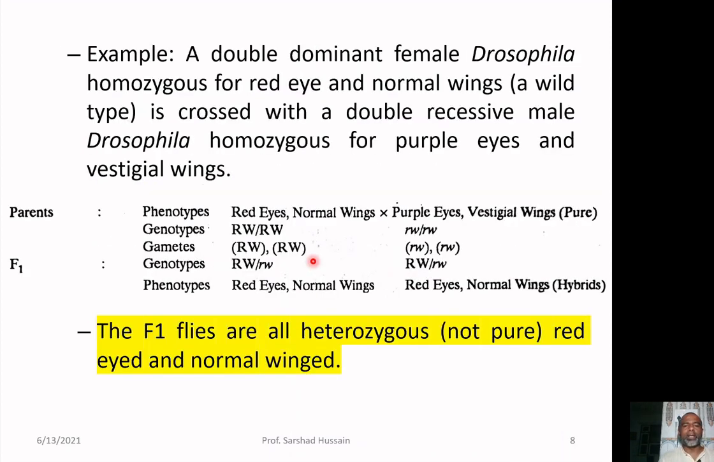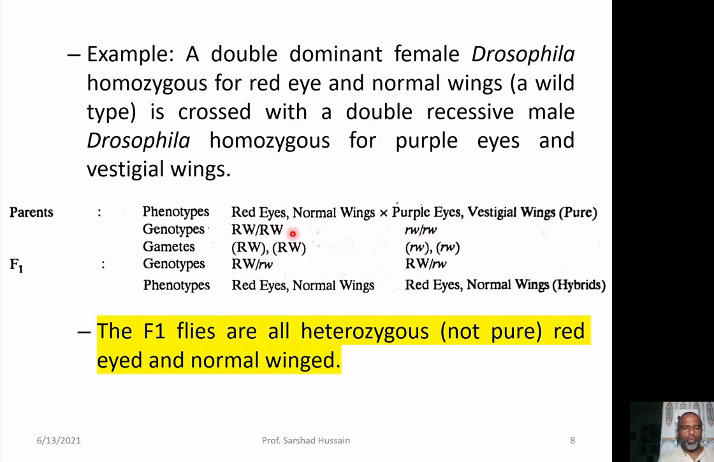Let us take an example over here. This is the red eye normal winged Drosophila when it was crossed with the purple eye vestigial winged one. Note down that the genes for them are present in the homozygous condition. So, they are pure. For example, for the red eye it was capital R and for the normal wing it was capital W. So, it was pure dominant and the other was pure recessive because both are small.